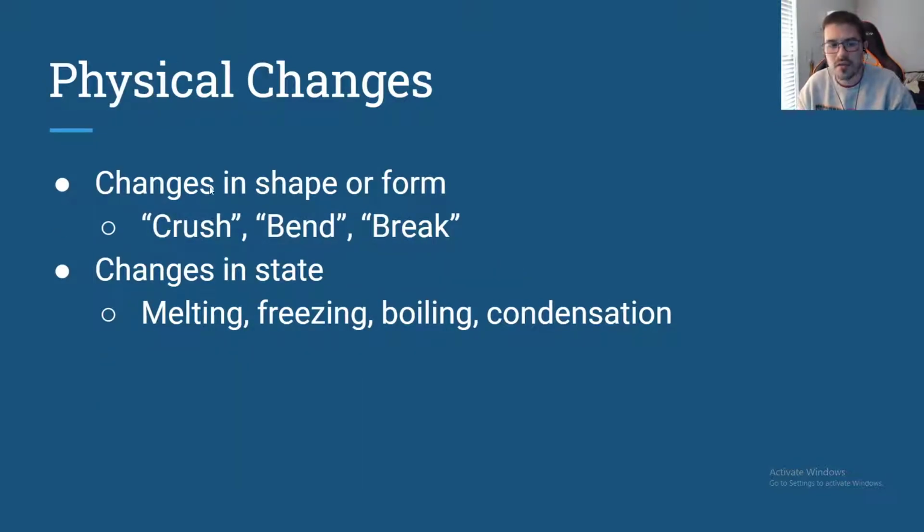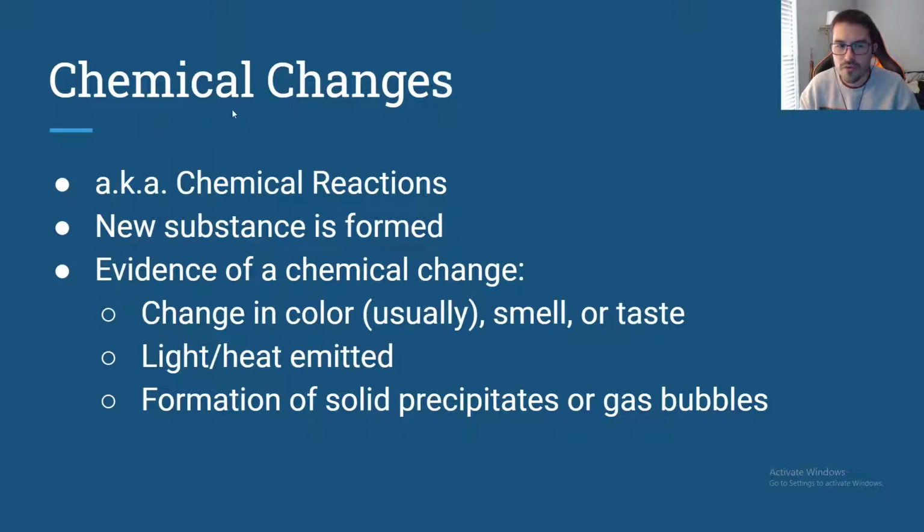Let me just back things up real quick. In all of these scenarios that I gave you, a new substance is not being formed. Even if you crush a graham cracker into pie crust, it's still the graham cracker. It's not some magical new substance. So in order for something to be a chemical change, you have to have a new substance that is formed, and that's why it's a chemical reaction.